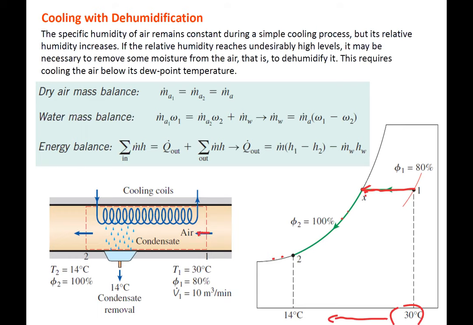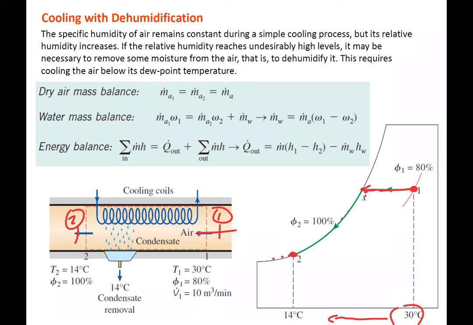So we have one to two. Give us temperature, relative humidity, so that means we have dry bulb, we have our 0.1. And then two is at 14 and 100% relative humidity.